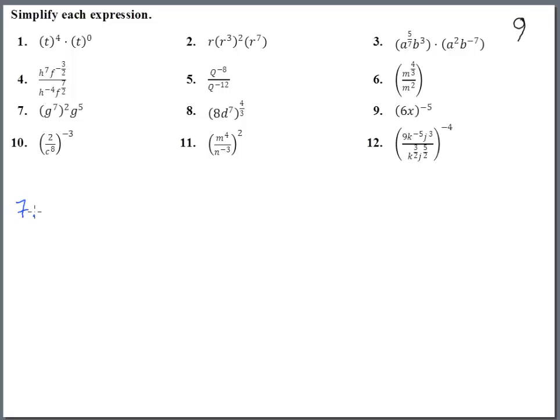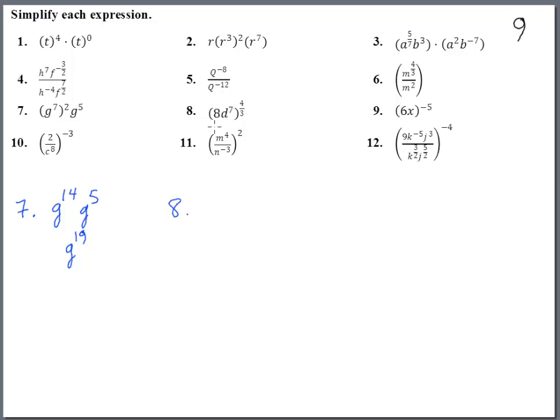Number 7. G to the 7th squared times g to the 5th. That's g to the 14th. That's multiplication when we do exponent to exponent. G to the 5th, that's g to the 19th power. That's the multiplication rule. We add the exponents.